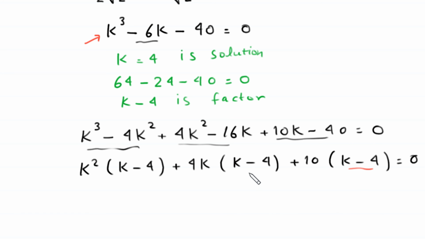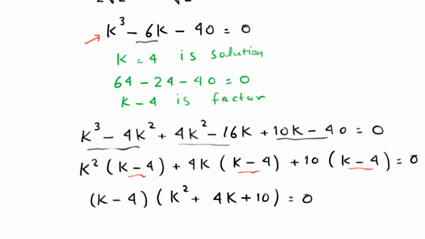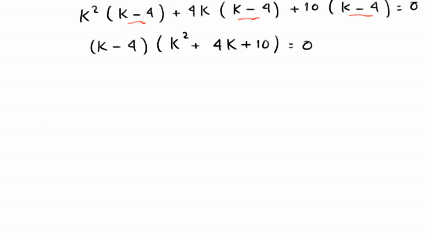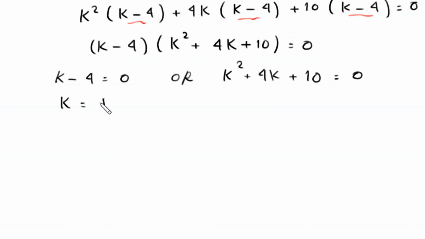And this k minus 4 is a common factor, so we factor out this k minus 4, and in bracket left k squared plus 4 times k plus 10 equal to 0. Now from here, either this expression k minus 4 equal to 0, or this expression k squared plus 4 times k plus 10 equal to 0. From this equation we get the value of k equal to 4.